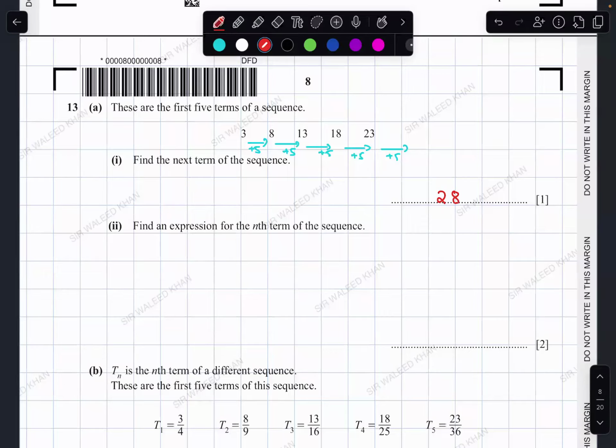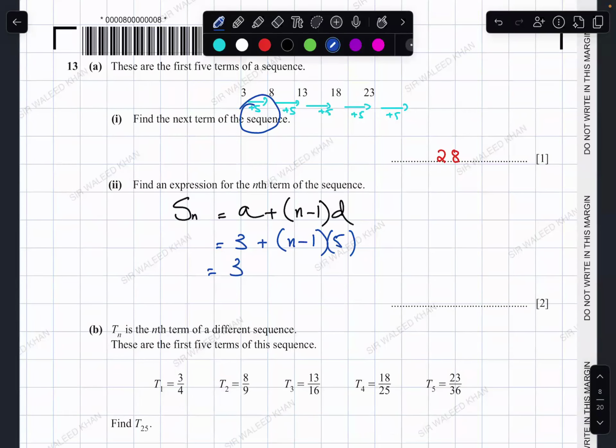Find an expression for the nth term of the sequence. So this is a linear sequence, so I can use the formula. When we have one number being added each time or subtracted each time, we are dealing with a linear sequence. And I can use this formula. A is the first term, 3. D is the common difference, 5. So this will be 3 plus 5n minus 5. So we have 5n minus 2. That's your nth term.